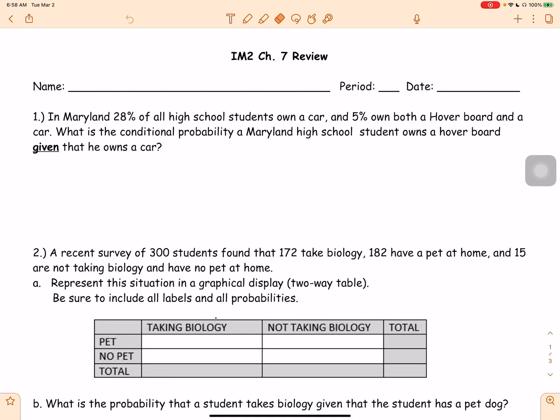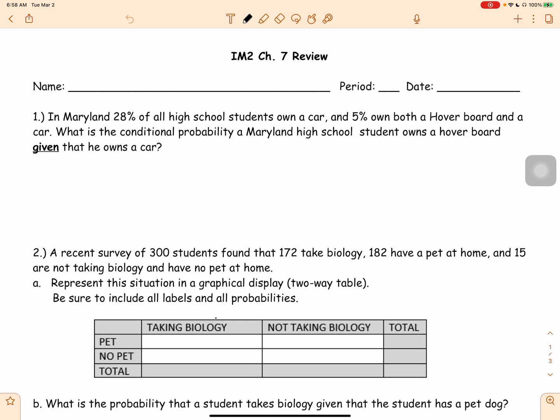Okay, so here's a Chapter 7 review that you should have already tried on your own. I'll be going through this pretty quickly just to make sure that you did the problems correctly. But like I said, you should have done this on your own already, okay?